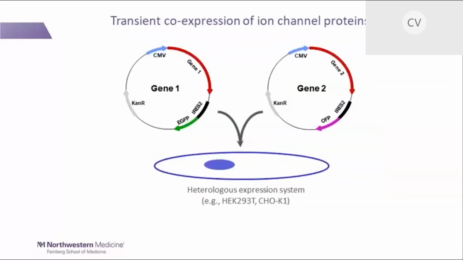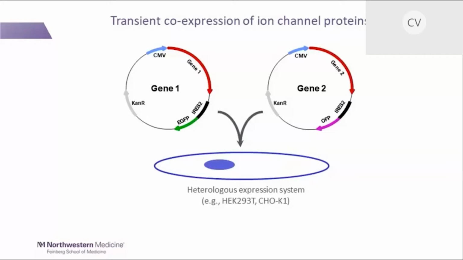We usually do transient co-expression of ion channel proteins into heterologous expression systems, for example, HEK293T cells, CHO-K1 cells, or ND-23 cells. The cDNAs are engineered into vectors which also code for a fluorescent protein, which serves as a marker for transfection efficiency. Now, these are not fusion proteins, so the fluorescent protein is independent of the desired protein. We have also successfully generated cell lines stably expressing one or two proteins, which we can use for experiments or also as expression systems for transfection of other proteins.